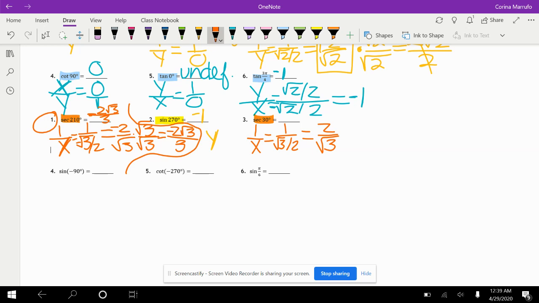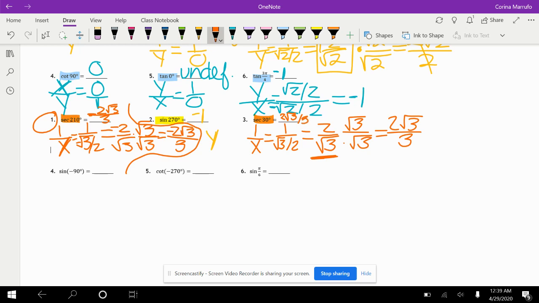So we have to rationalize this. We can't leave our answer like this because we're not allowed to have a square root on the bottom. So we have to multiply the top and the bottom by the square root of 3. So on the top, we get 2 and the square root of 3. And on the bottom, the square root of 3 times the square root of 3 just gives you 3. So it's going to be 2 and the square root of 3 over 3. I'm running out of space over here.